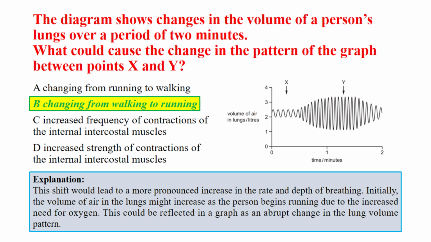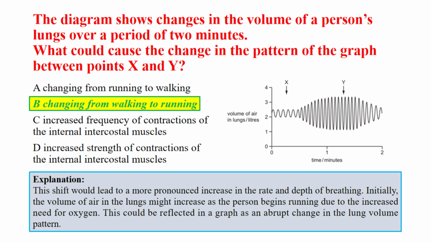Option B, changing from walking to running, increases the body's demand for oxygen. When a person shifts from walking to running, their breathing rate and depth increase significantly to meet this higher oxygen demand. This transition often causes a more pronounced change in the lung volume pattern, which can be reflected in the graph as a noticeable shift between points X and Y.